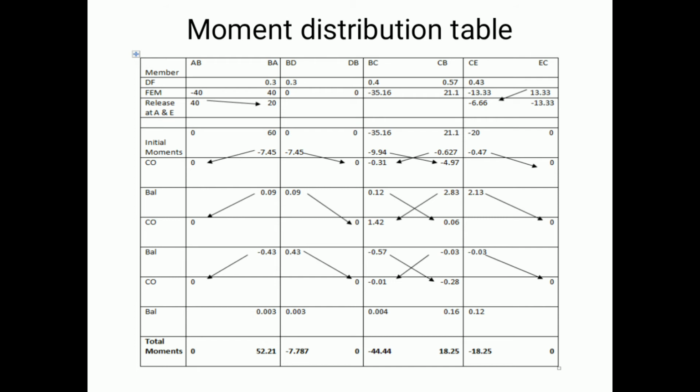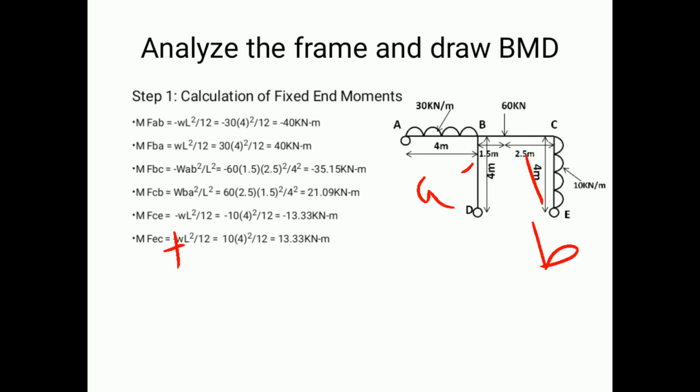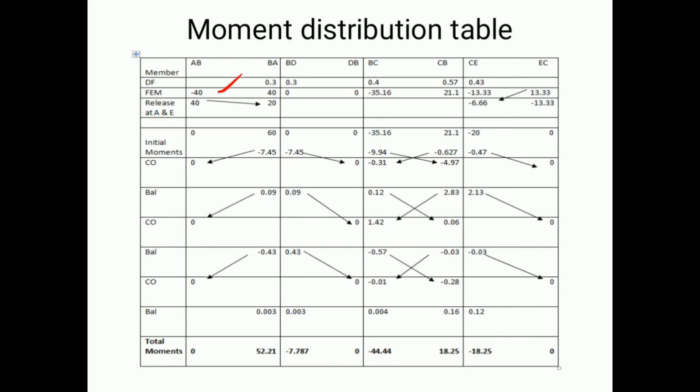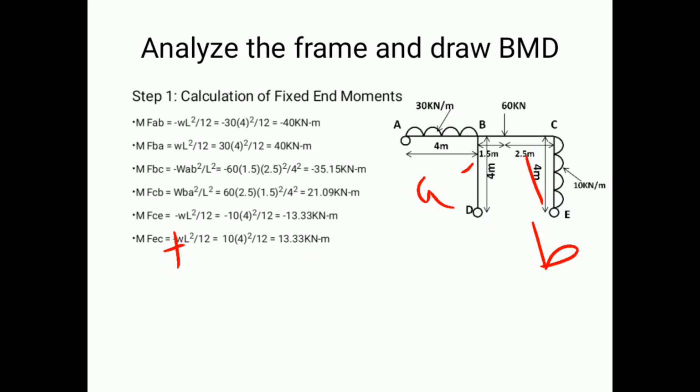So if I just take an example of AB here with A as origin, I have the initial fixed end moment as minus 40, and in case of D here, DB should be equal to 0. Yeah, it is 0. Not an issue with this, since it was not loaded with any other loading condition, so it is equal to 0.